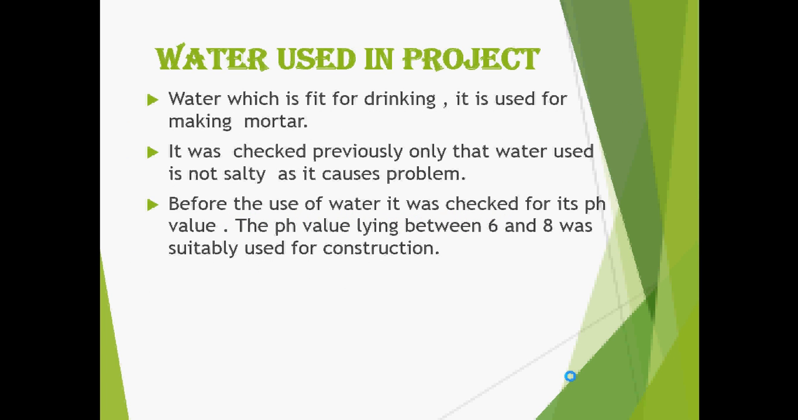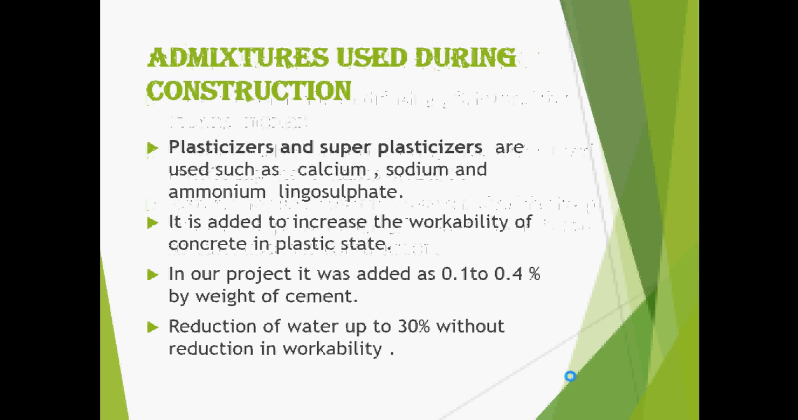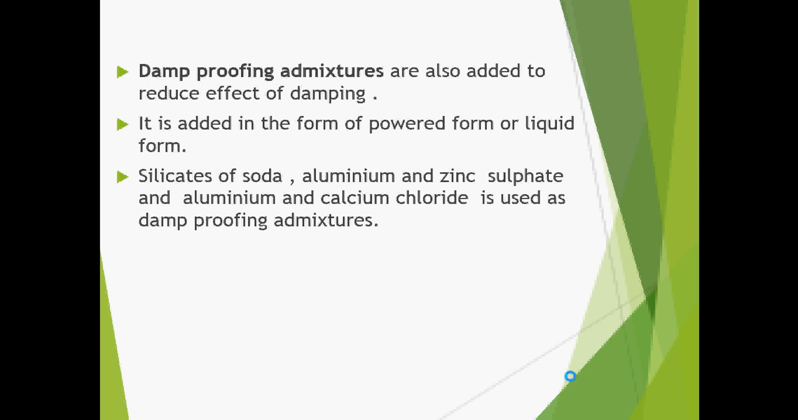This is a major constituent in any construction work, that is water. The pH value should lie between 6 and 8. These are some admixtures used to increase the workability of the concrete. Plasticizers and superplasticizers such as calcium, sodium and ammonium lignosulfates were used, and various admixtures for damp proofing were also used.